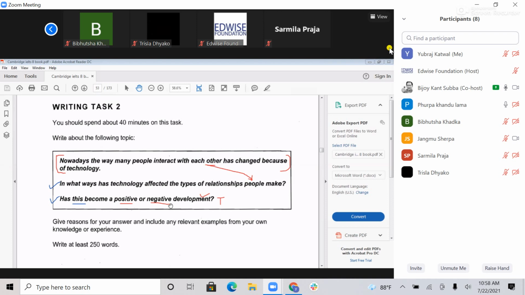Body two: if it's positive, why? Give one or two reasons. If it's negative, why? With another one or two reasons. In the conclusion, you summarize.